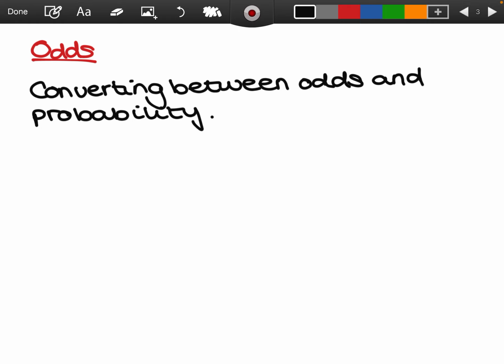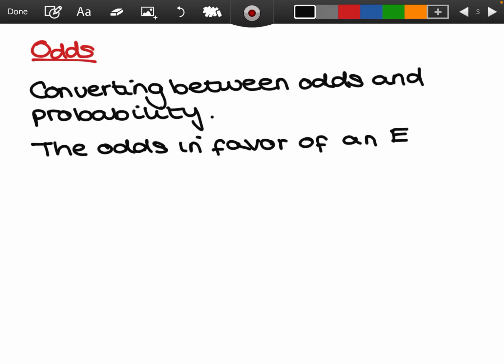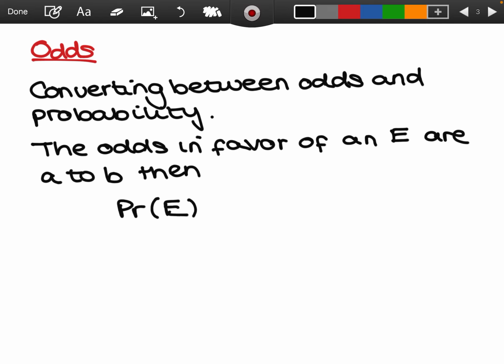So let's say if you're given an event E, the odds in favour of an event E are said to be A to B. So let's say the odds in favour of an event E happening are 2 to 1. Okay. Then the probability of the event E can be found by doing A divided by A plus B.